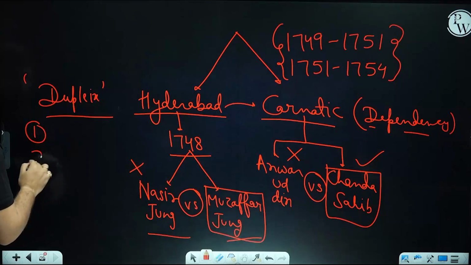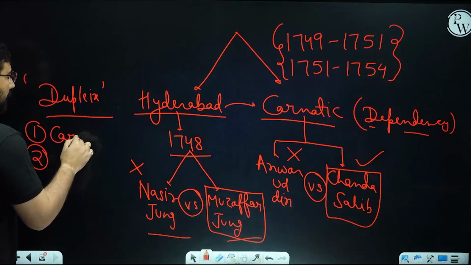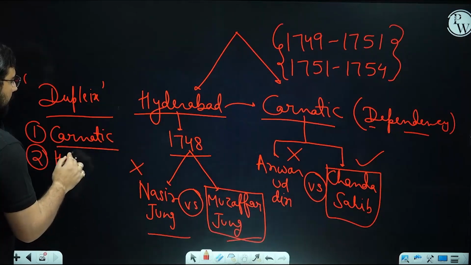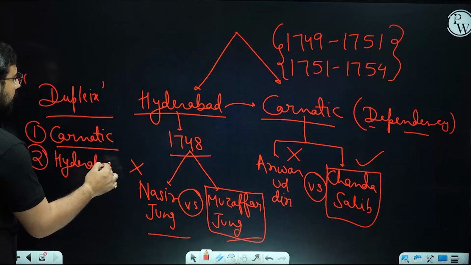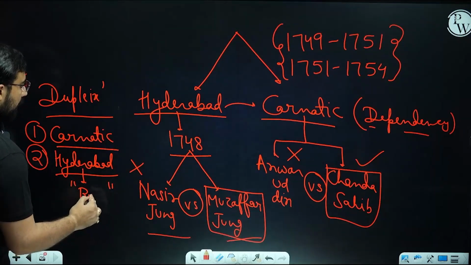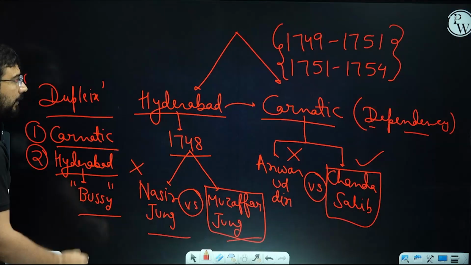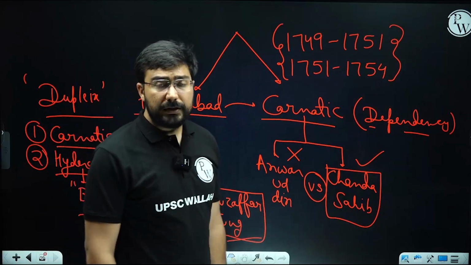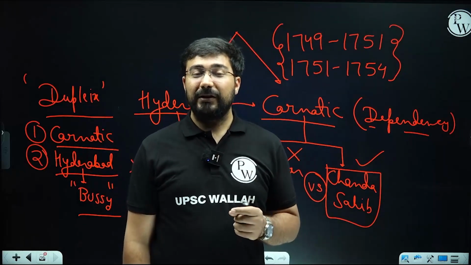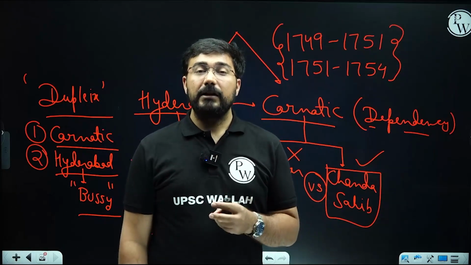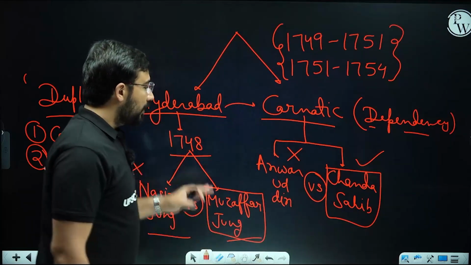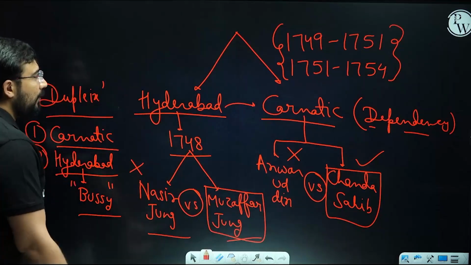Why? Because he was now having political relationship with Carnatic as well as Hyderabad. In fact, in Hyderabad, he sent one of his most prominent soldiers, and that was Bussy. So Dupleix by 1751, try to remember, by 1751 was probably the first person who could have thought about creating an empire in India. The English were nowhere close to them, and that's what is going to be a problem for the English.